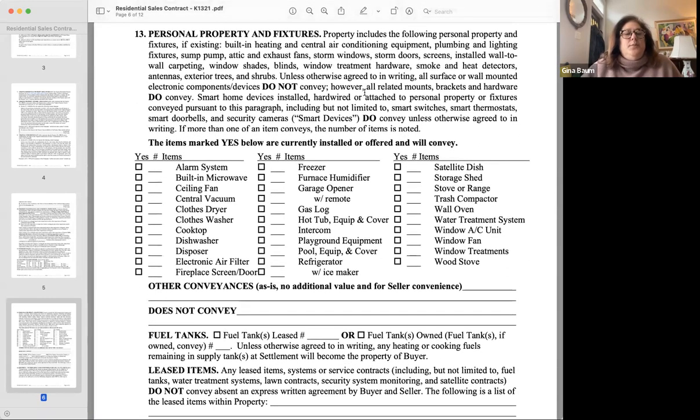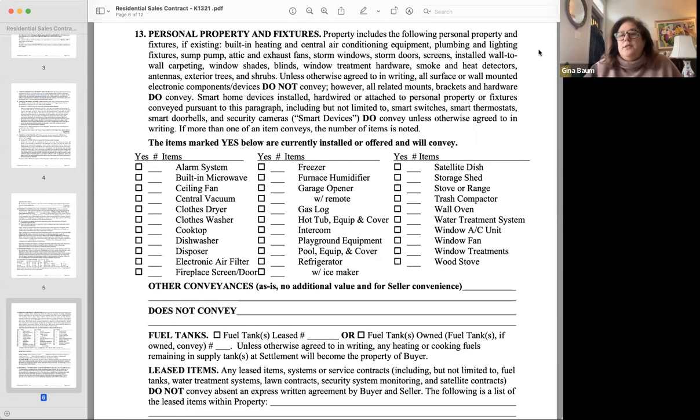All right, so what is a personal property and what is a fixture that's included in the sale of this contract? Property includes the following personal property and fixtures, if existing: built-in heating and central air conditioning equipment, plumbing, lighting fixtures, sump pump, attic fans, lighting fixtures.